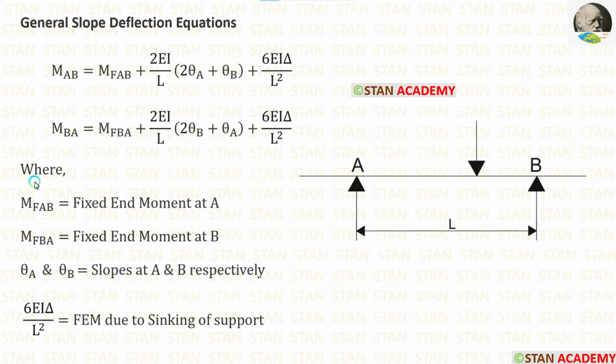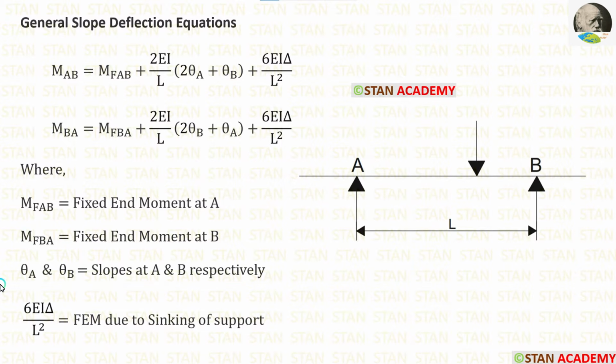In these equations, MFAB is the fixed end moment at A, MFBA is the fixed end moment at B, theta A and theta B are the slopes at A and B respectively. 6EI delta upon L square is the fixed end moment due to sinking of the support.